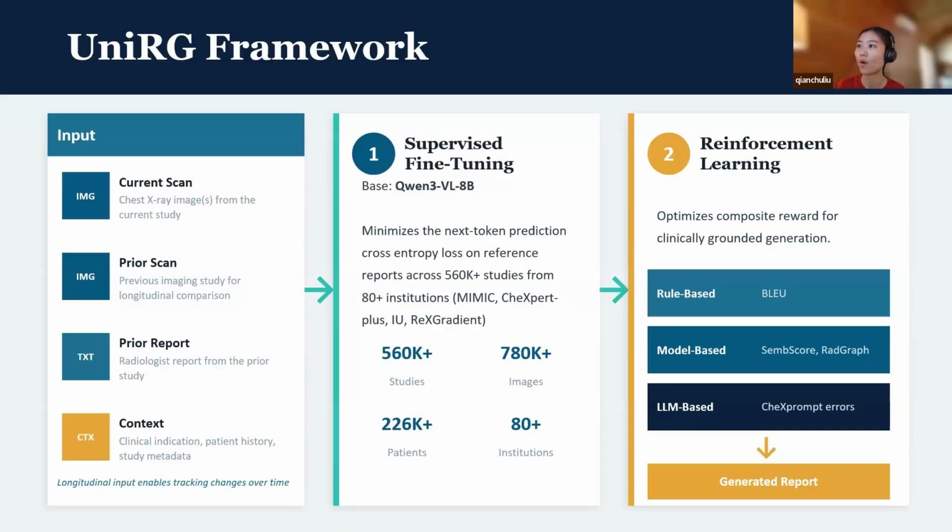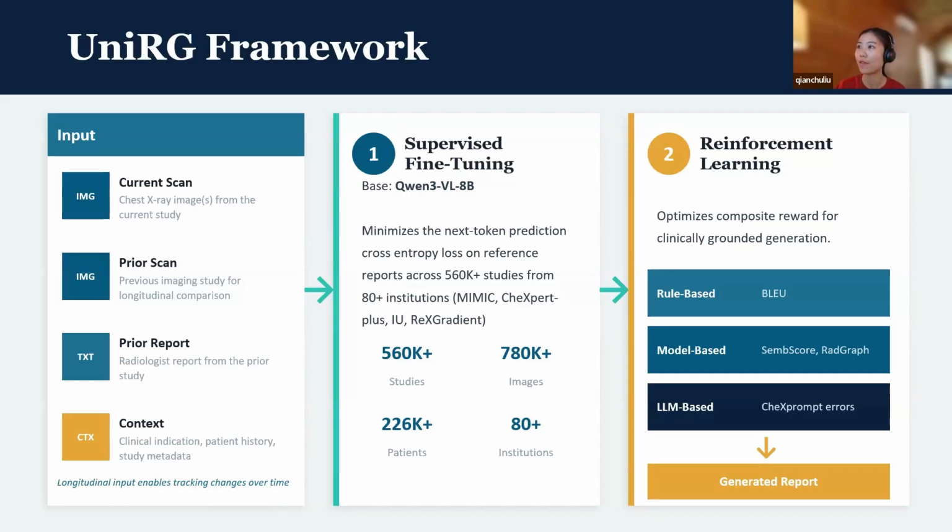And we train the model over basically as much publicly available training data as we can find, including MIMIC, CheXpert Plus, IU, ReXGradient, which covers over 560K studies from over 80 institutions. So that is the first step.